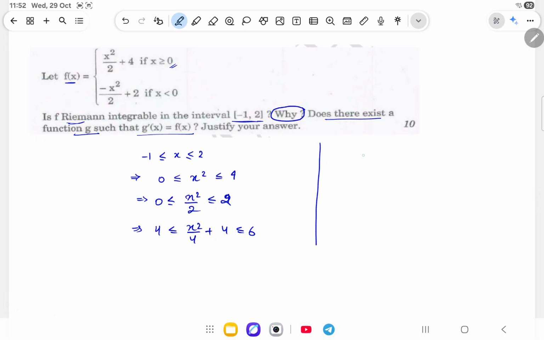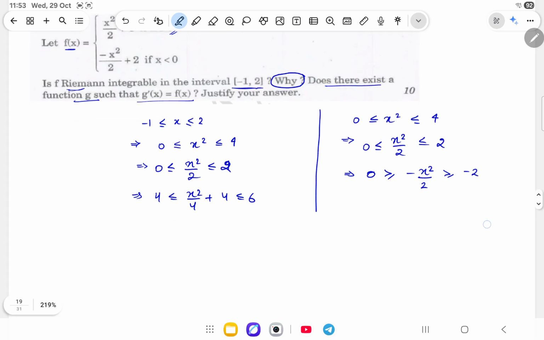Likewise, when x is less than 0, I got my x square for all x in between this as less than or equal to 4 and greater than or equal to 0. So from here my x square by 2 will be less than or equal to 2 and greater than or equal to 0. And if I multiply it by -1 throughout, it will be 0 greater than or equal to minus x square by 2, that is greater than or equal to -2.